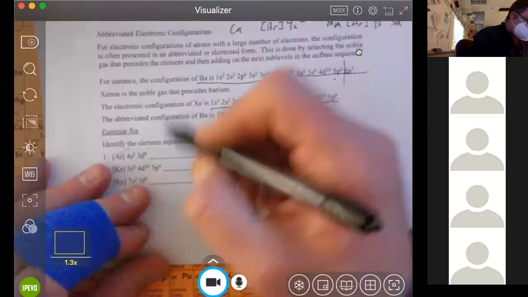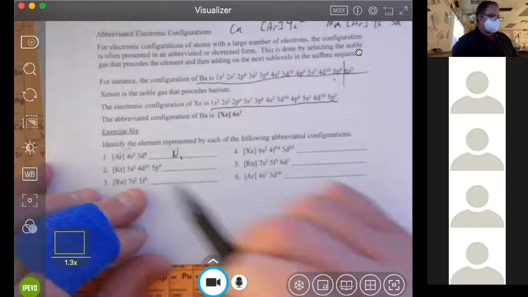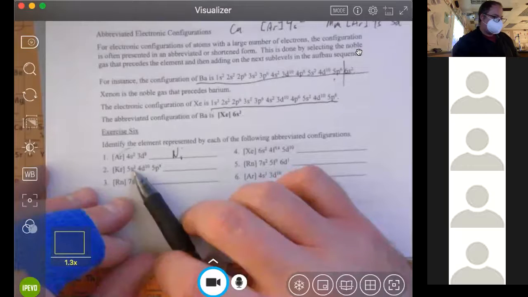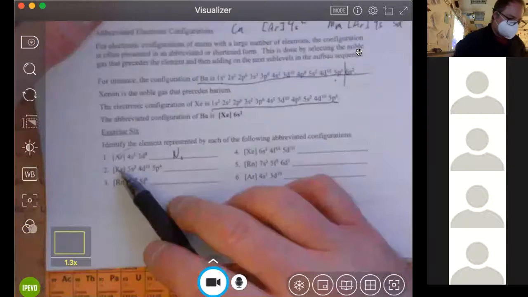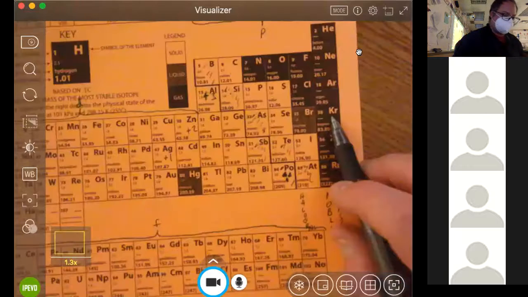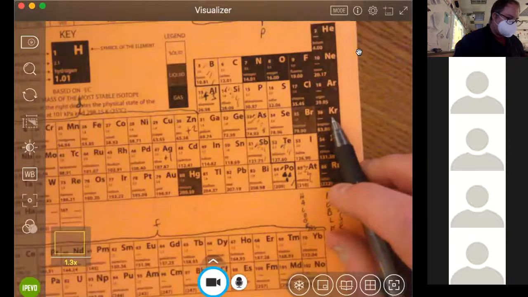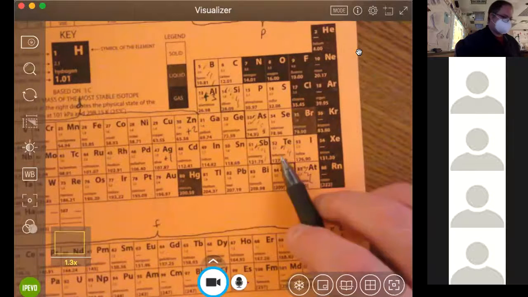Krypton plus 2 plus 4 plus 10 is 16. Plus krypton, 16 plus 36, that's 52. 52 is tellurium.